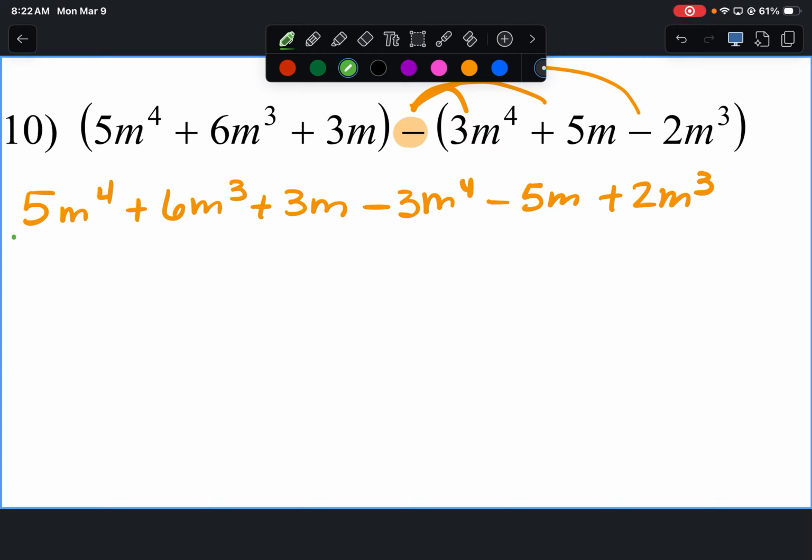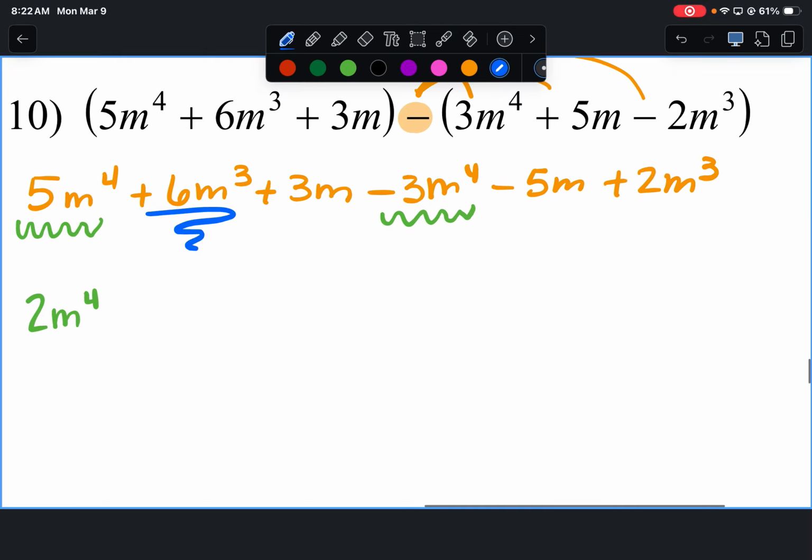The highest, to the 4th. So we have 5m to the 4th, negative 3m to the 4th. If I combine those, what do we get? 2m to the 4th. All right, now, what terms are going to go next in standard form? Cubes. So does 6m cubed have any like terms? And if you combine those, what do you get?